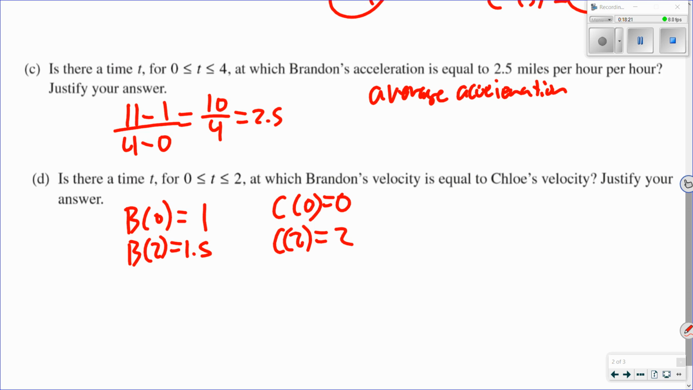So it says, is there a time at which Brandon's velocity is equal to Chloe's velocity? If you think about it, from 0 to 2, Brandon goes from 1 to 1.5. Chloe goes from 0 to 2. That means they would have to cross somewhere. So the way I describe that is just that because they're both continuous on the interval from 0 to 2, and C of 0 is equal to 0, C of 2 is equal to 2, then by the intermediate value theorem, Chloe's velocity on the interval would include everything between 1 and 1.5. Therefore, they would have to be equal at some point. You can look at the way the AP scoring guide does it too. They approach it a little bit differently, but I'm pretty confident that I would get full points for that.